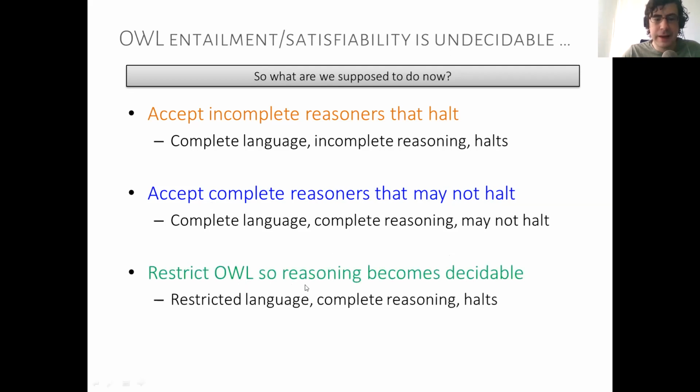And finally, restrict OWL, so reasoning becomes decidable. So we see that for full OWL, reasoning is undecidable. So how about not using all of OWL? Maybe we can just use a fragment of OWL, a part of OWL that we know to be decidable. So with a restricted language, we don't accept all ontologies now, only restricted ontologies. And with that, we can provide complete reasoning, always returning the correct result, and it is guaranteed to terminate at some point in time.